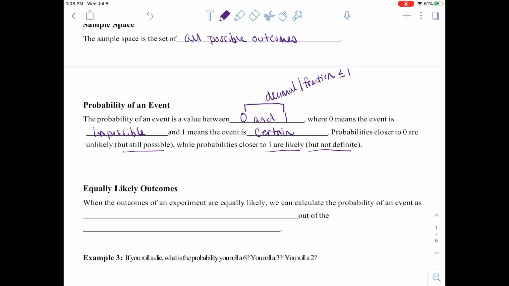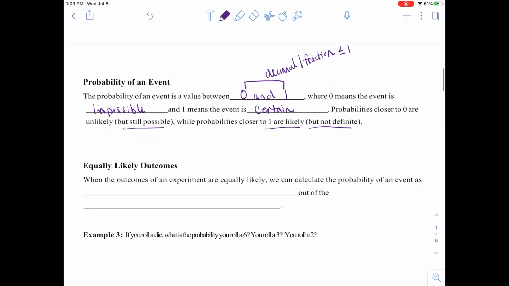So the last piece of vocab for this video is when the outcomes of the experiment are equally likely, we can calculate the probability of an event as the number of ways an event happens out of all possible outcomes. Maybe I'll say number of all possible outcomes.